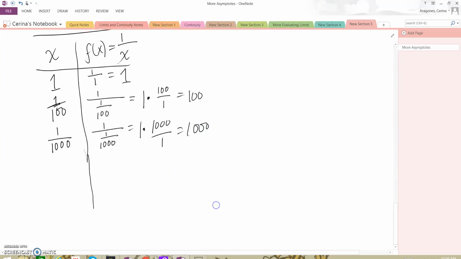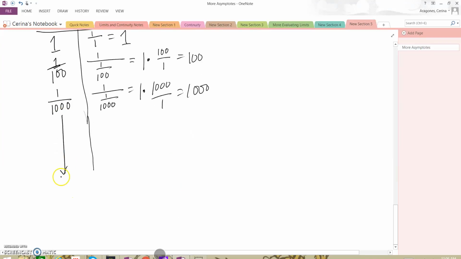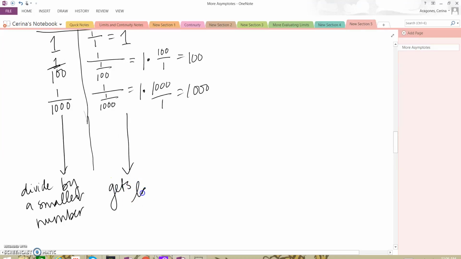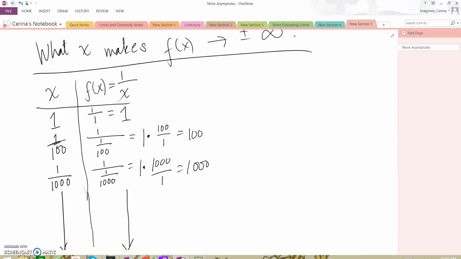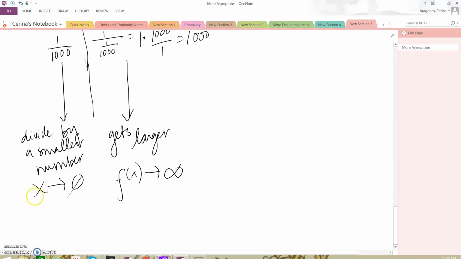So as you notice, as I divide by a smaller and smaller number, my y value gets larger. Okay, so obviously as we're getting smaller and smaller, x is approaching 0, and f of x approaches infinity, which is our goal. Okay, so to make something approach infinity, we have to be dividing by 0.